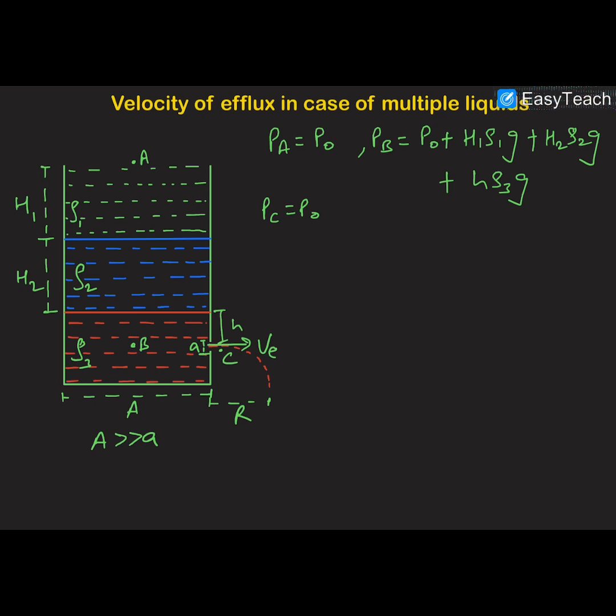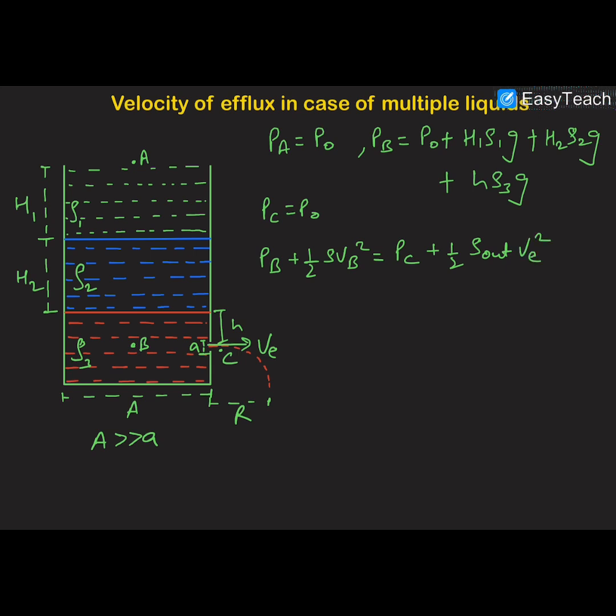So we will be applying Bernoulli's theorem on B and C. So PB plus half rho VB square will be equal to PC plus half rho V square. Now if we are making a general formula, then we'll be writing rho out instead of rho 3, but at this moment let us write down rho 3 only. So rho 3, or let us write down rho out, the density of the liquid which is coming out of the container.